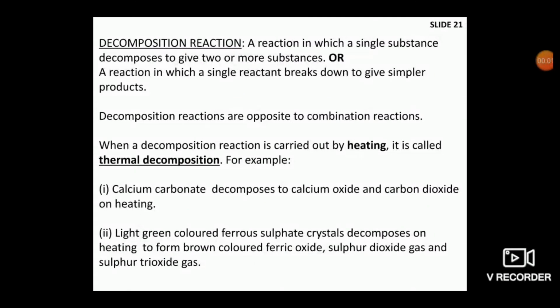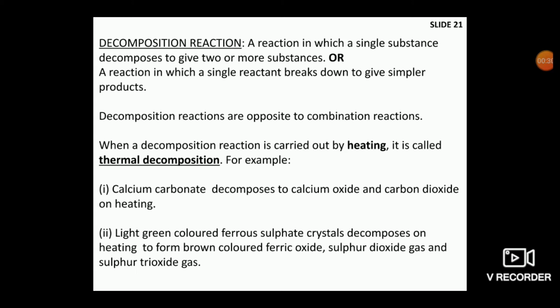Decomposition reaction. It is opposite to combination reaction. While combination reaction involves formation of a single product from two or more reactants, a decomposition reaction involves breakdown of a single reactant to give simpler products. When a decomposition reaction is carried out by heating, it is called thermal decomposition. For example, calcium carbonate decomposes to calcium oxide and carbon dioxide on heating.